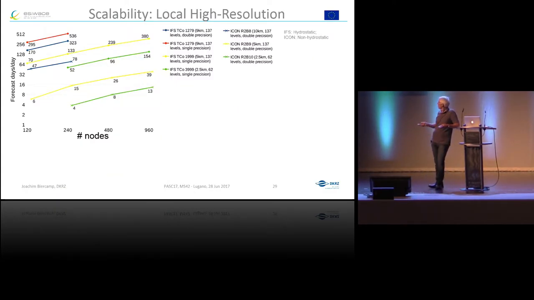We have some scalability curves for both models, for ICON and IFS. And here, I have to admit, this is IFS at the point that at the moment is much faster than ICON, so we have room to improve. But one reason why IFS is faster here is that within ESiWACE they systematically tested the concept of going from double precision to single precision, and that buys you a factor of at least 2 or so.